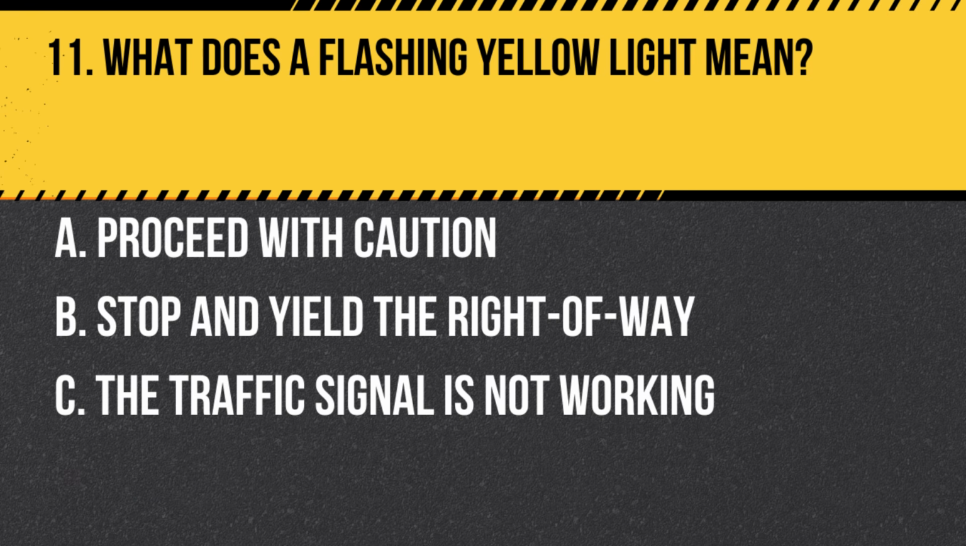Question 11. What does a flashing yellow light mean? A. Proceed with caution. B. Stop and yield the right-of-way. C. The traffic signal is not working. Answer. A. Proceed with caution. A flashing yellow light indicates that you should slow down and proceed with caution.